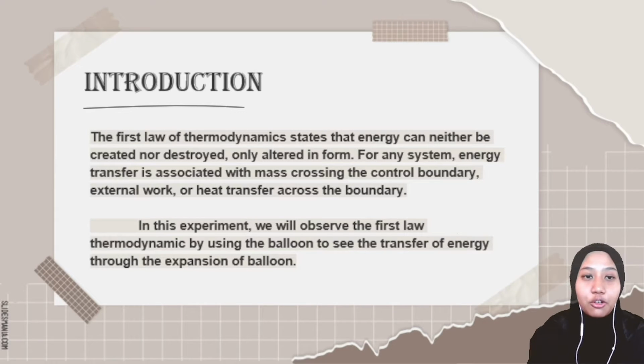The introduction of this experiment is that the first law of thermodynamics states that energy can neither be created nor destroyed, only altered in form. For any system, energy transfer is associated with mass crossing the control boundaries, external work or heat transfer across the boundary. In this experiment, we will observe the first law of thermodynamics by using the balloon to see the transfer of energy through the expansion of the balloon.